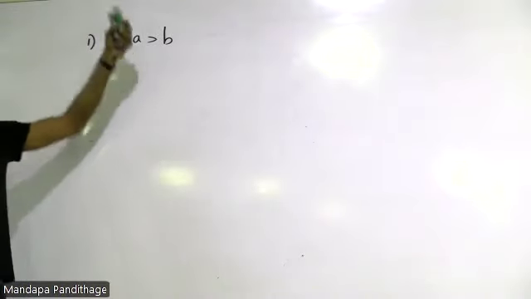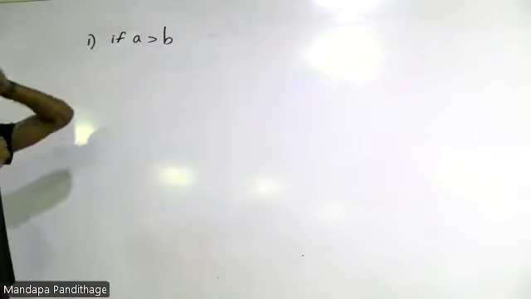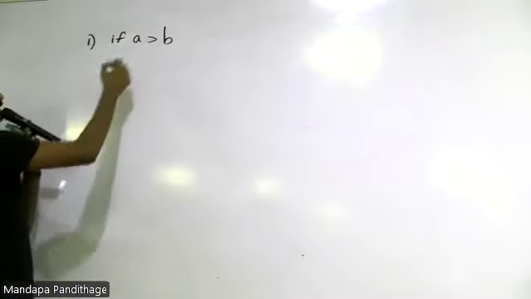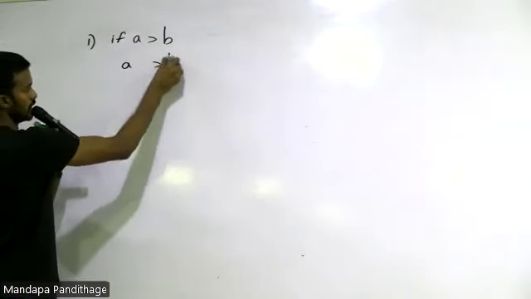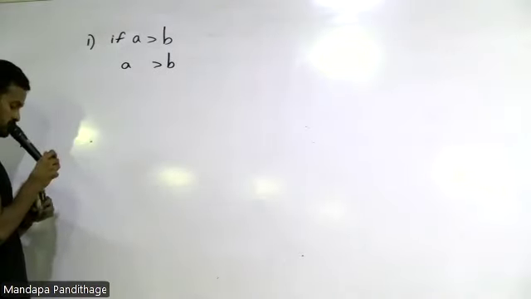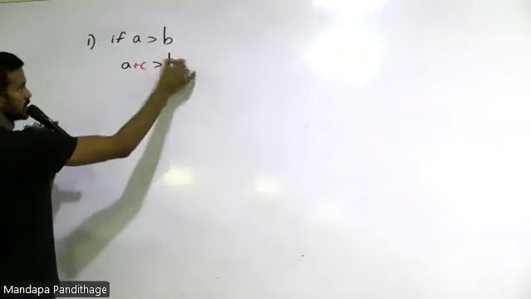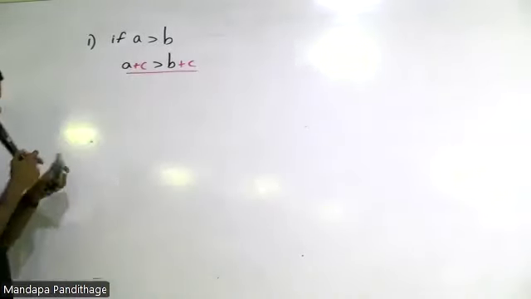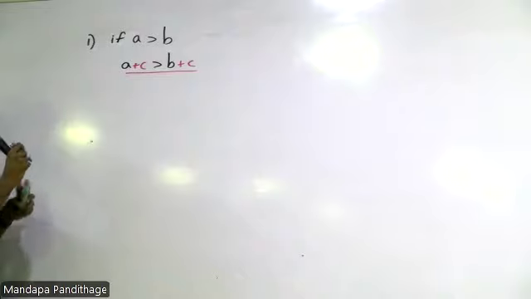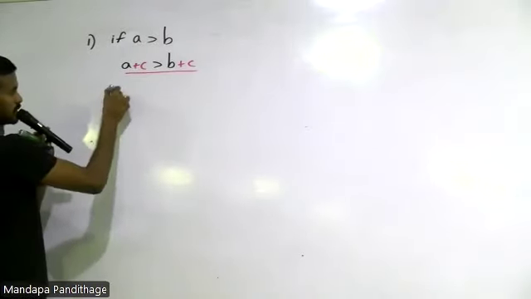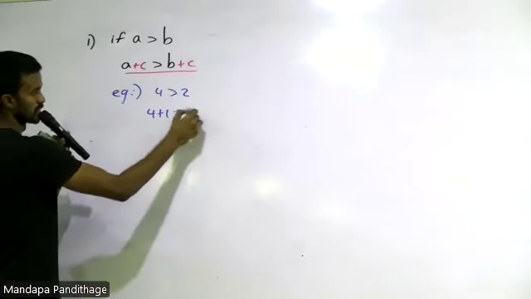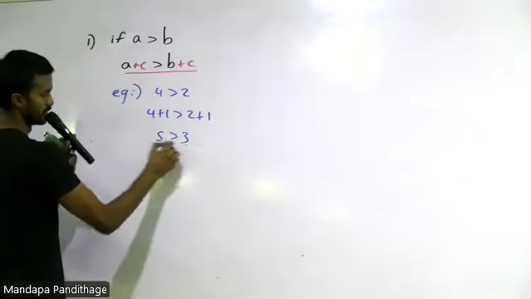In an inequality, you can add the same number. So here, you can add the same number C to both sides, so it's plus C, plus C. No harm. I'll take an example: 4 is greater than 2, and I'm adding plus 1 to both sides. No harm. 5 is greater than 3, which is correct.